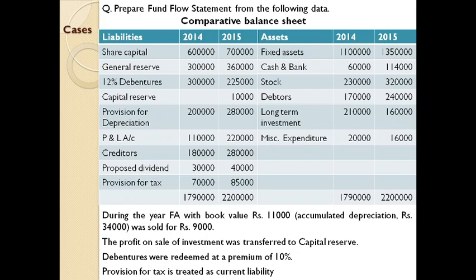So sometimes you have to be very cautious. Sometimes a sentence like this might be given in the question. See, provision for tax is treated as a current liability. Sometimes it may be any other item, and it is specified that some item has to be treated as a current asset or current liability. In that case, you need not prepare any non-current account for provision for tax. Just consider it as a current liability item.